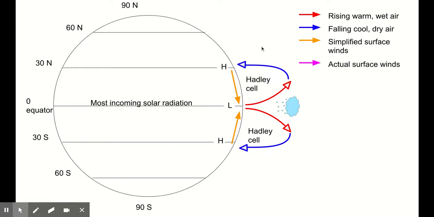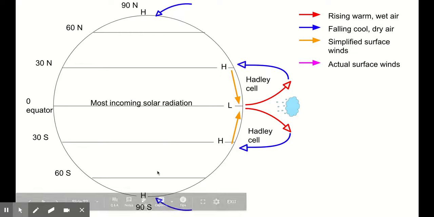So let's turn our attention to a different part of the Earth, not the equator, but the poles. At the poles, we don't have the most incoming solar radiation. We have the least incoming solar radiation. So here at the poles, it's super cold. And what does cold air do? It sinks. So at both 90 North and 90 South, we have falling, cool, dry air. And that falling, cool, dry air is going to smush a bunch of molecules all together. We're going to have high pressure zones here at 90 North and 90 South.